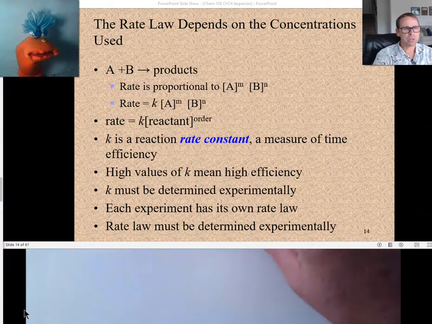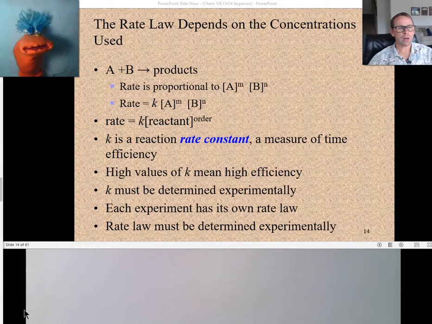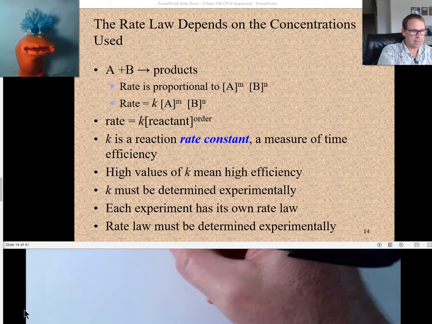All right. So, when we have a chemical reaction and we want to talk about the kinetics of the chemical reaction, meaning, again, the rate at which a chemical reaction occurs, we have something that's called the rate law. The rate law. All right? And the rate law always looks something like this.